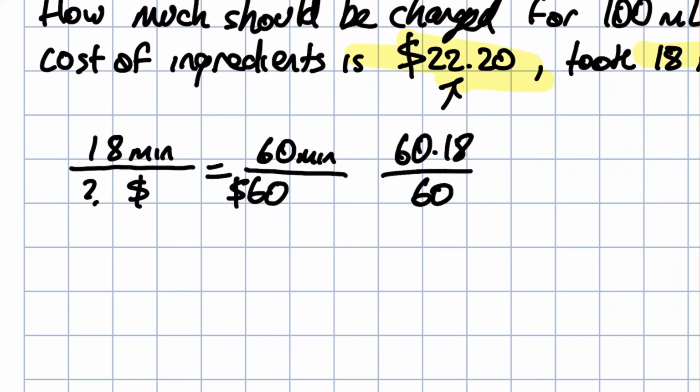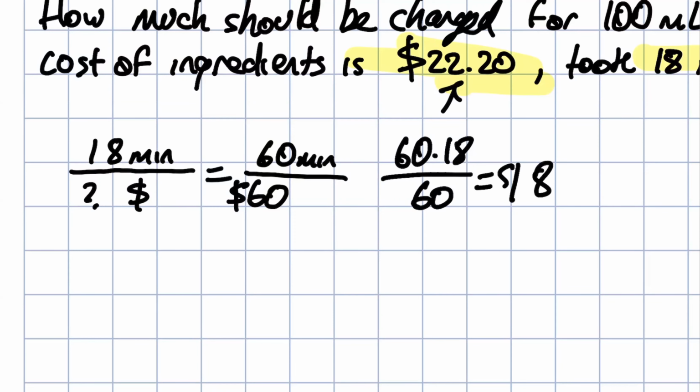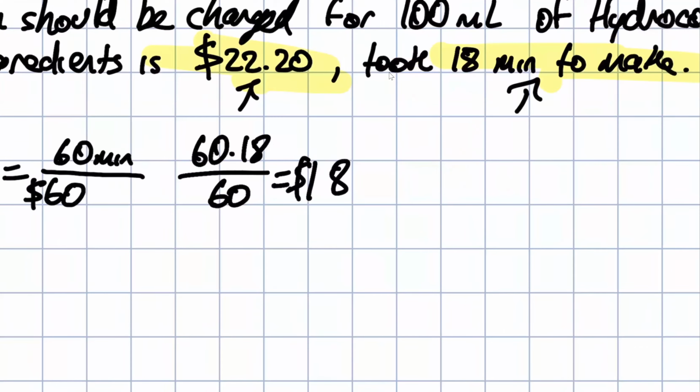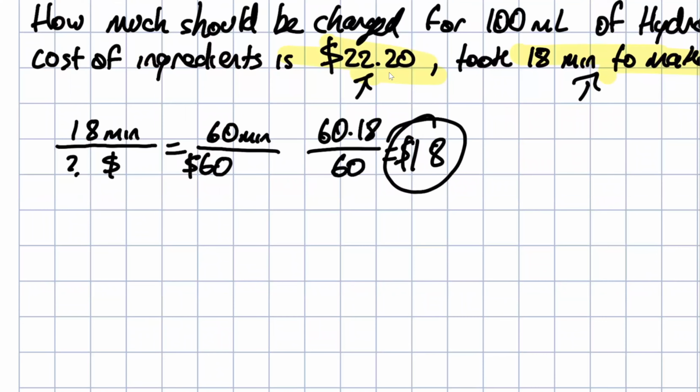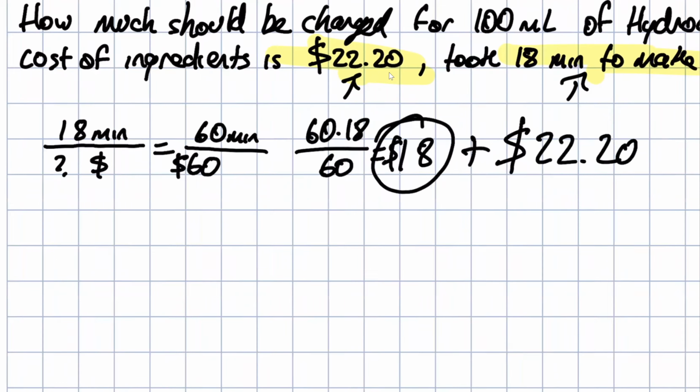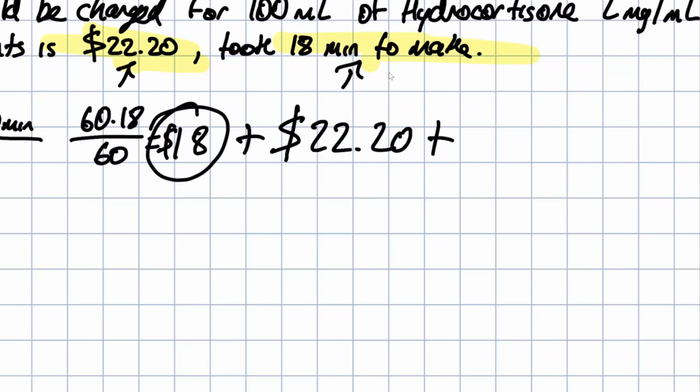One second. 60 times 18 divided by 60. We're gonna get paid $18. Right? I don't even need a calculator. $18, a dollar a minute. So that is one component. That's how much we need to get paid, okay? We already have, it's nicely spelled out for us, the cost of ingredients, which is $22.20. Perfect. And then the last component is the dispensing fee.